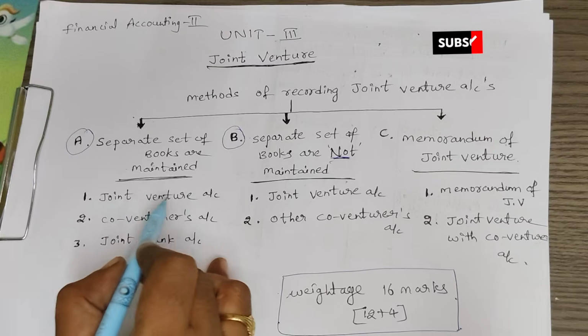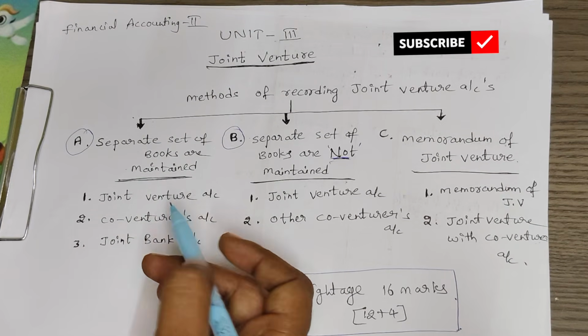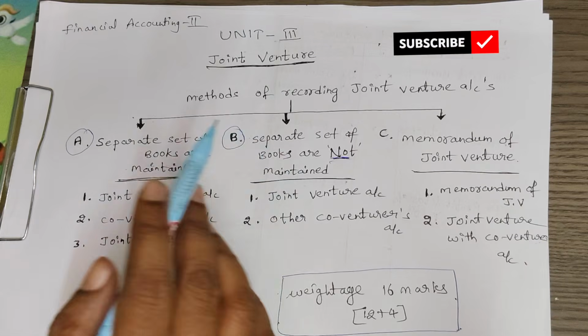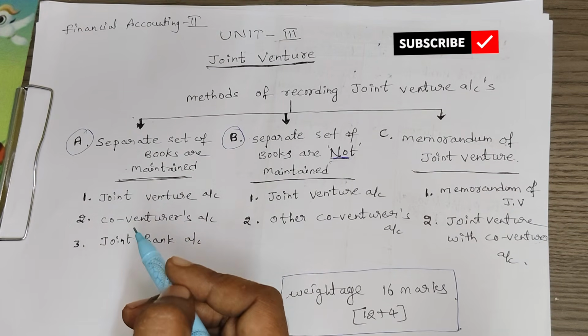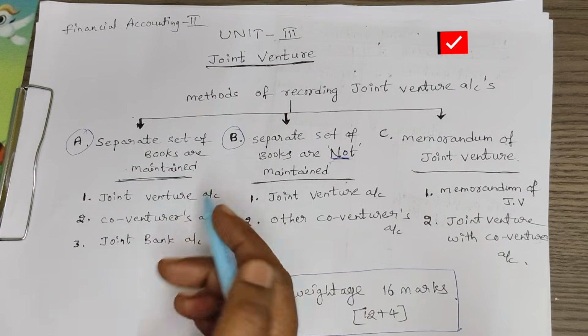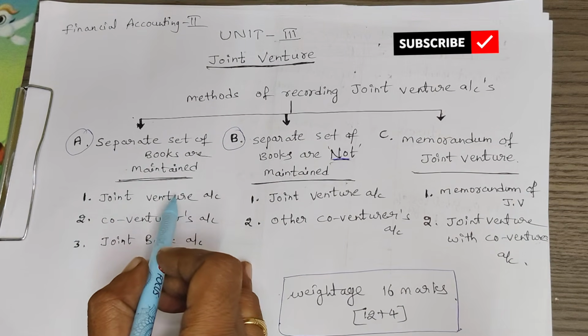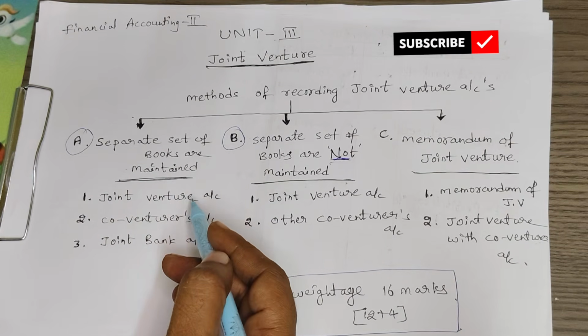First one is joint venture account. Why should we prepare the joint venture account? The joint venture account is prepared to find out the profit or loss made by the joint venture. We prepare this account to know whether there is a profit or a loss in the joint venture. So it is almost similar to the trading and profit and loss account.